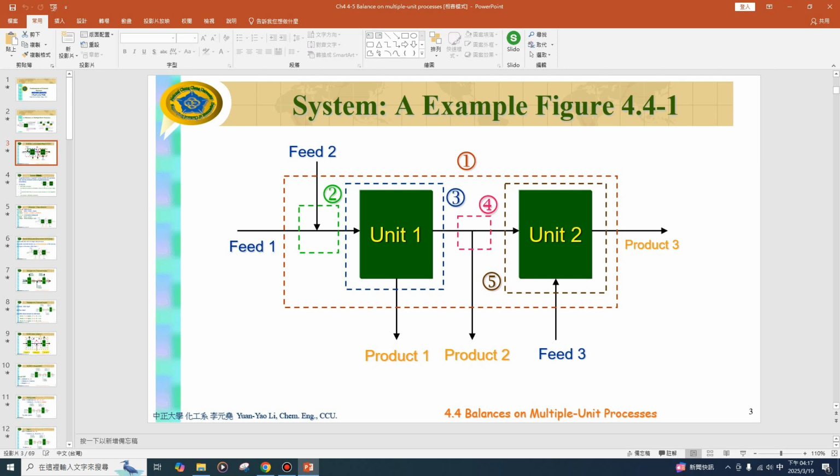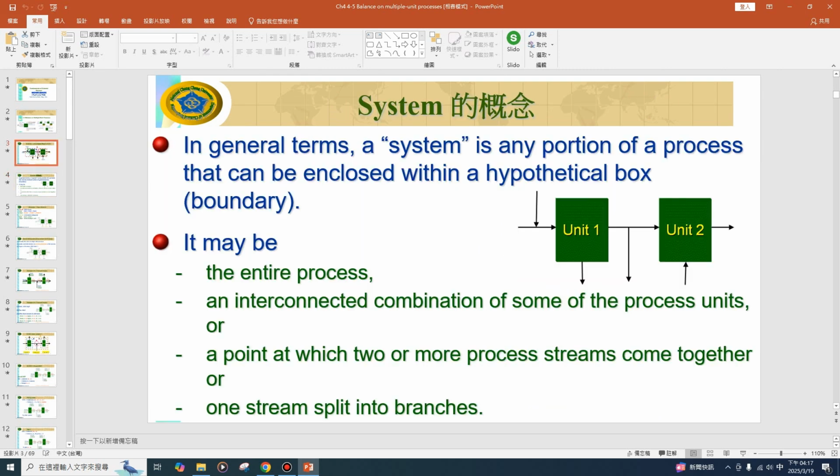On Monday, we discussed the multiple unit processes, right? If we have two units, this is the flow chart with the two unit processes. And then we need to find out how many systems we can have, in order to solve the problems with input equal to output. I hope you already know this because this is important.